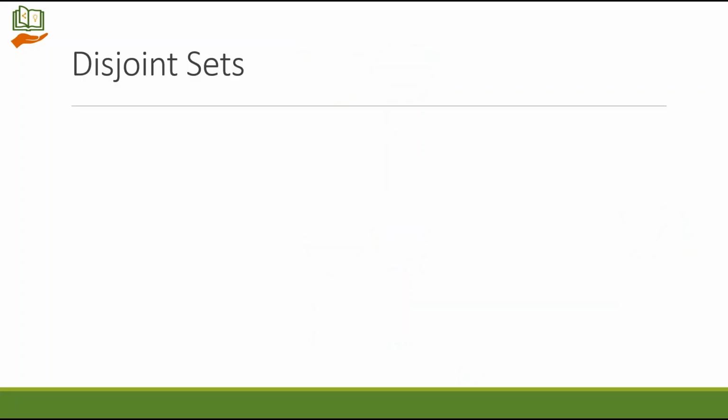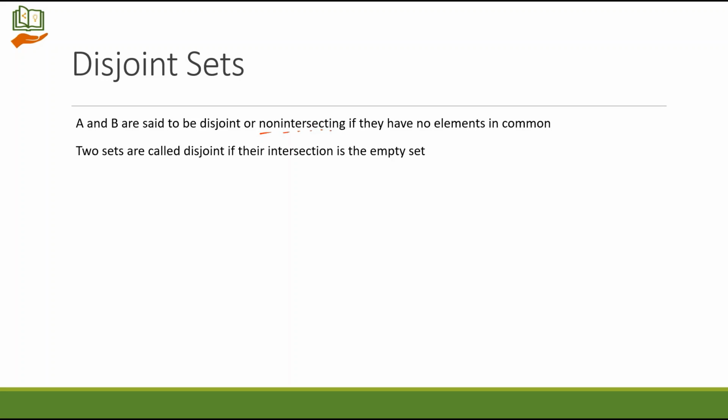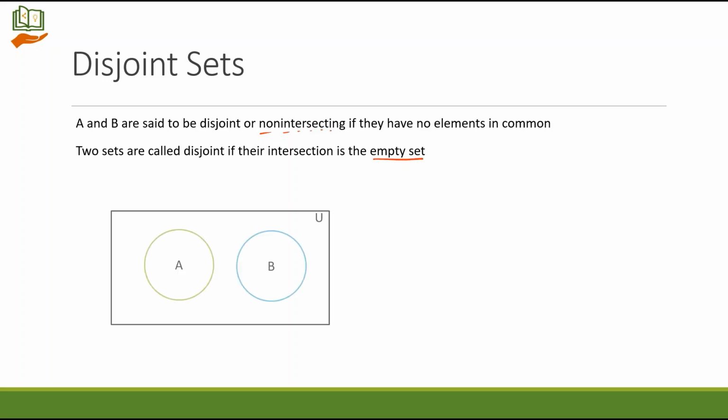Now we will learn about disjoint sets. Since we saw intersection, disjoint sets have a connection with intersection. What are disjoint sets? A and B are said to be disjoint or non-intersecting if they have no elements in common. Two sets are called disjoint if their intersection is the empty set. It means there are no elements there. So let's take the diagrammatic representation. Let's take an example. A is equal to {1, 2, 3} and set B is equal to {4, 5, 6}. Do we have any intersection point here? No. A intersection B is actually empty. So this is what they mean by disjoint sets.